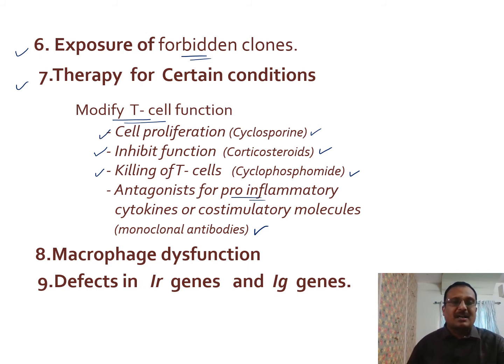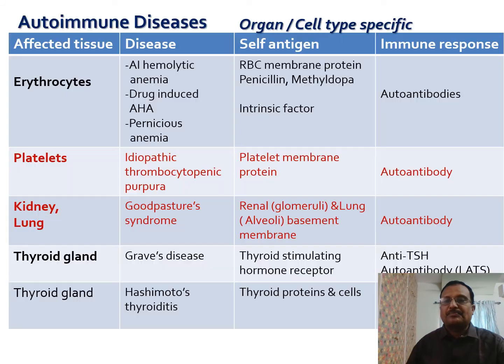Next one is macrophage dysfunction, otherwise called antigen presenting cell dysfunction, which also results in breaches in immunological tolerance. Defects in IR genes, that is immunoregulatory genes, and Ig genes, that is immunoglobulin genes, will also cause this kind of breakdown of immunological tolerance, which is responsible for the autoimmune response.